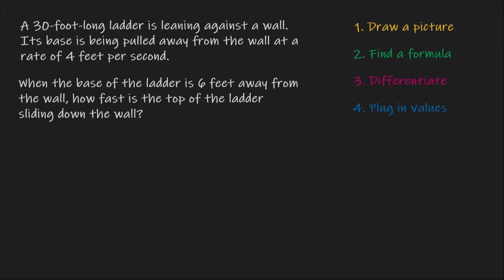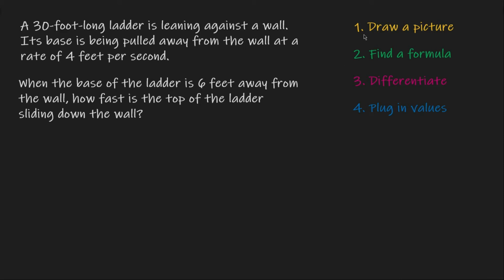So let's apply these steps to our first example. I've written them in the top right so it's easier to see. We're given that a 30-foot long ladder is leaning against a wall. Its base is being pulled away from the wall at a rate of 4 feet per second. When the base of the ladder is 6 feet away from the wall, how fast is the top of the ladder sliding down the wall?